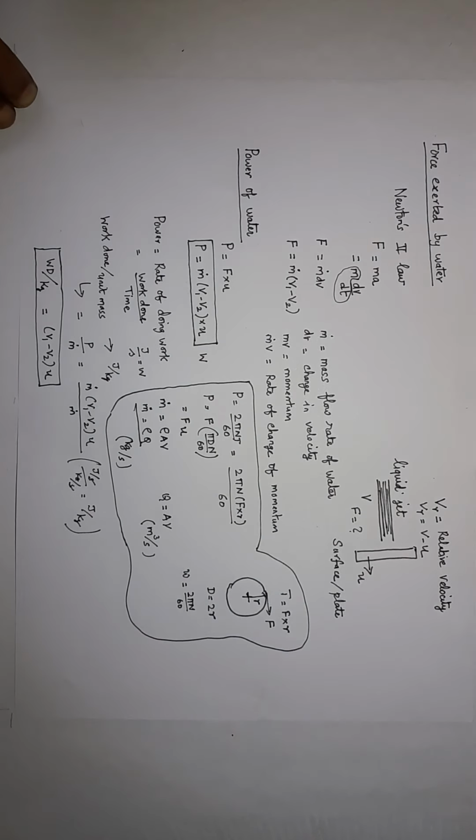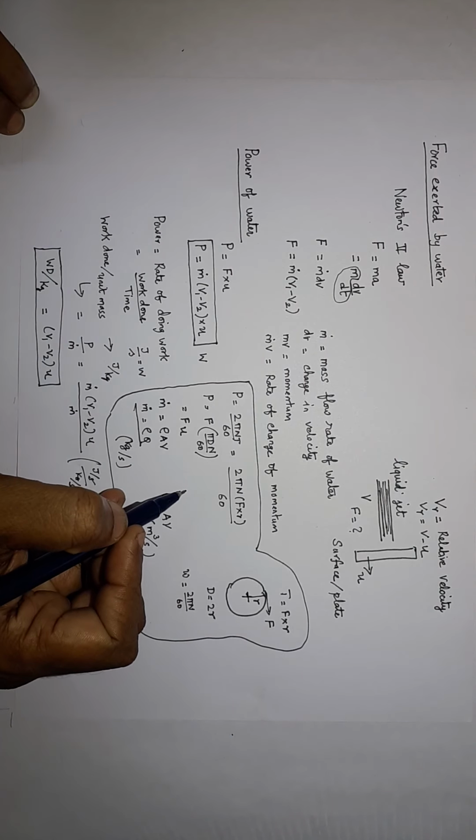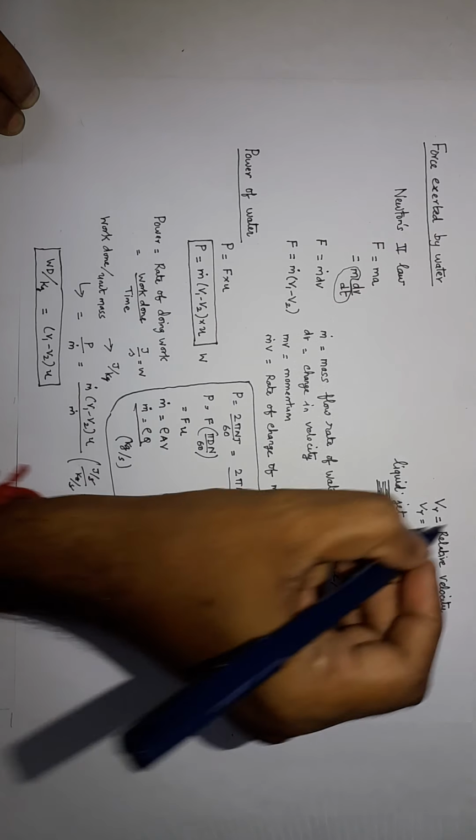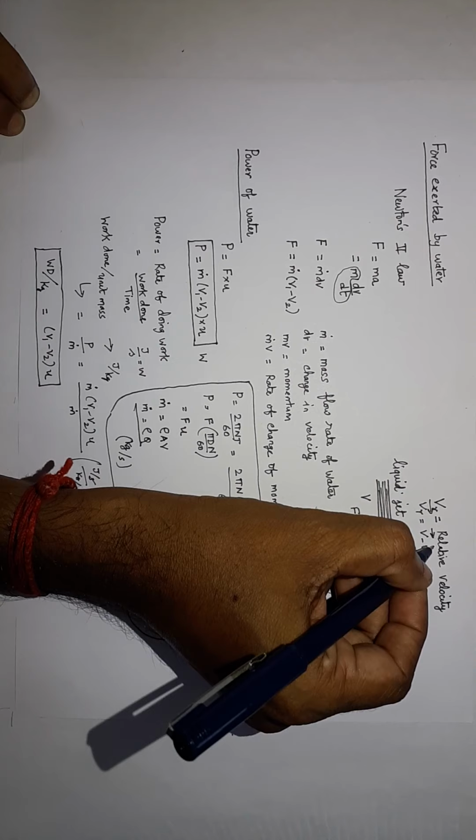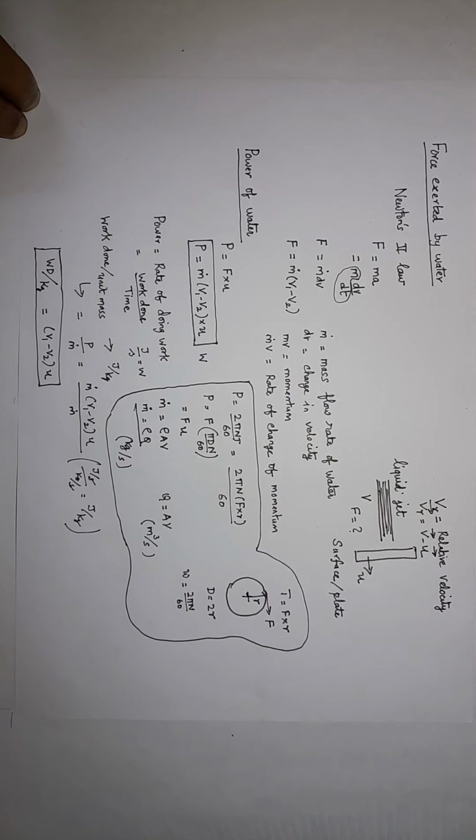Remember, relative velocity is a vector quantity. Velocity is a vector quantity which has magnitude and direction. So don't forget that. Vr is equal to v vector minus u vector. Okay, so with this let me proceed with the concept of the velocity triangle.